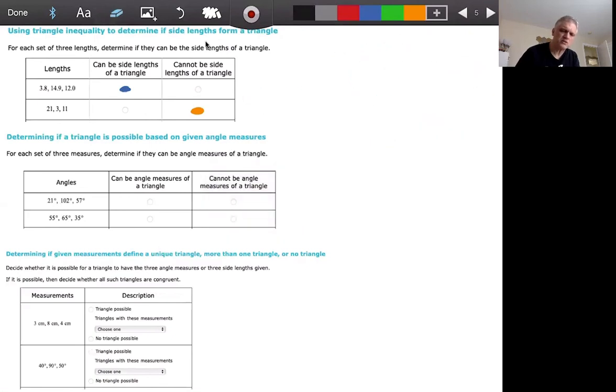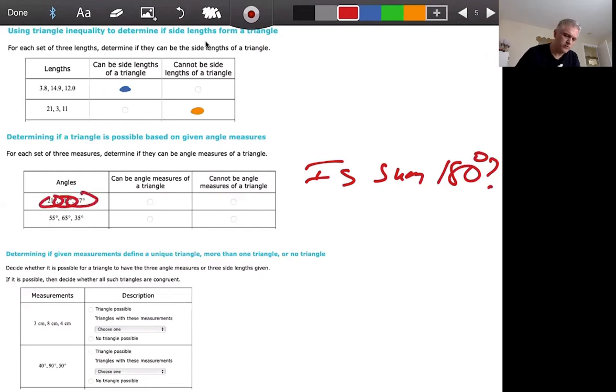This next one should be simple because you did it in previous units. What do you know about the 3 angles of a triangle? The sum is 180. So, is the sum 180? So I have to ask, 21, 102, 57. Does that add up to 180? Yes. It's a triangle.